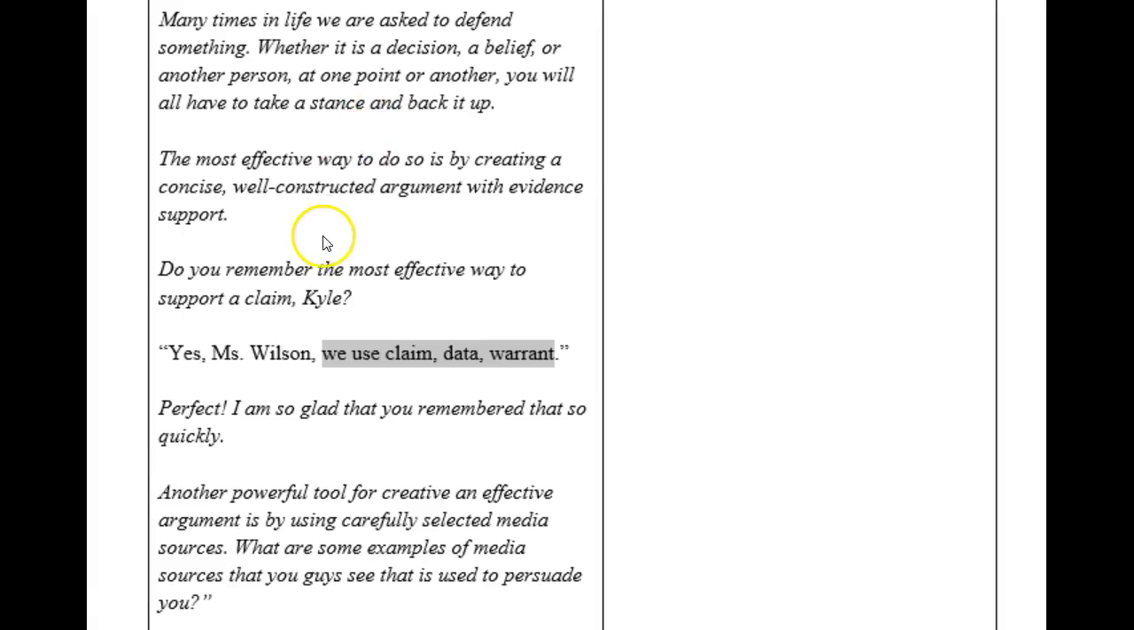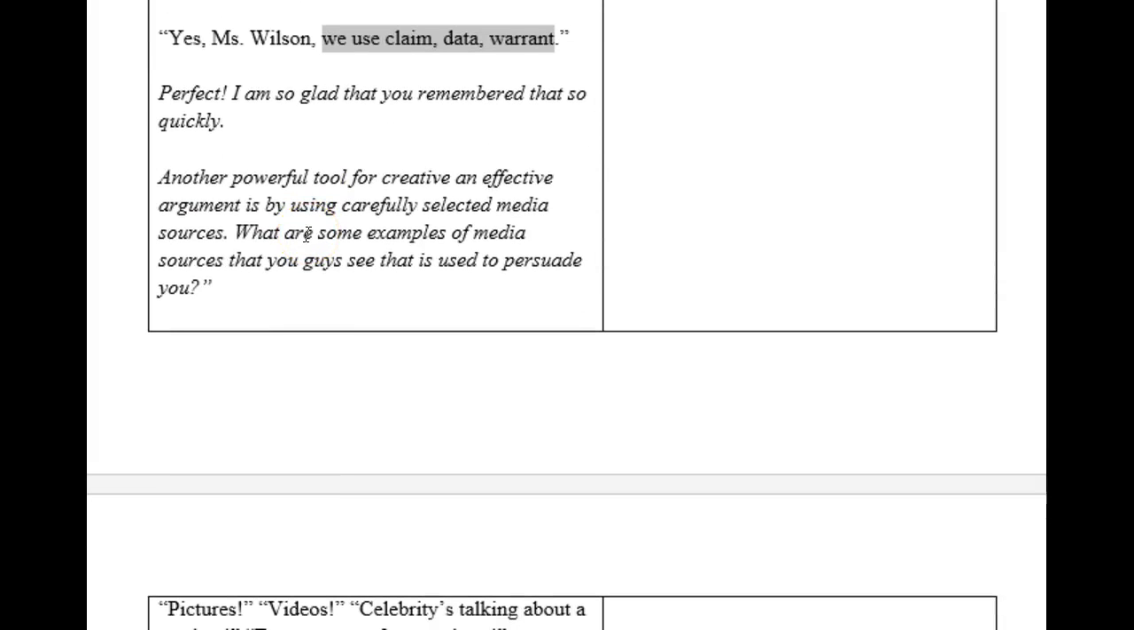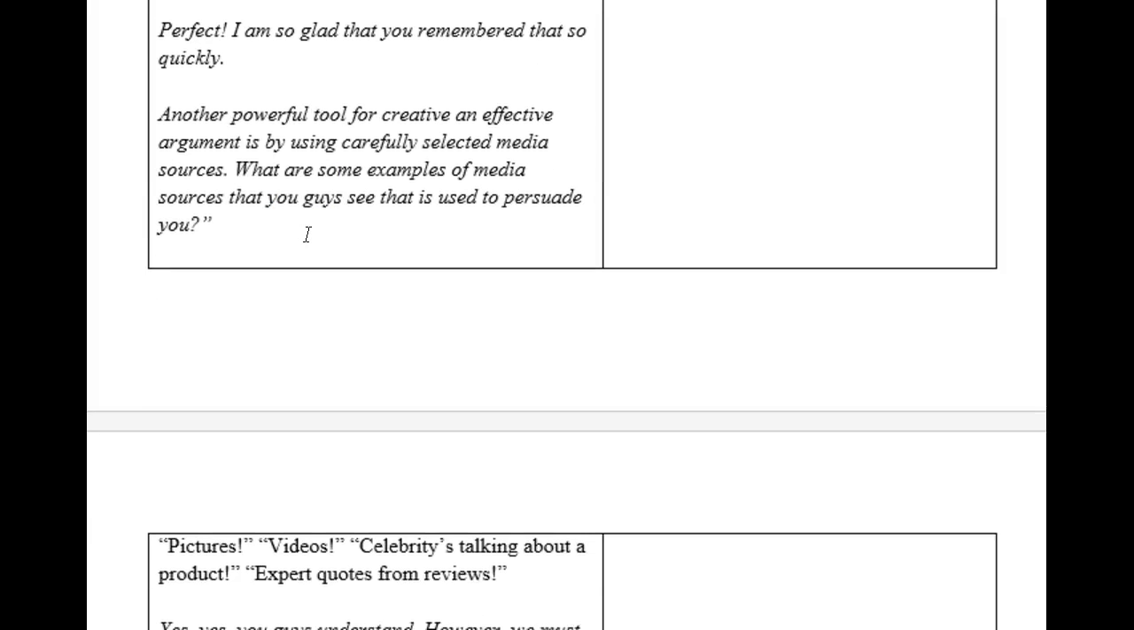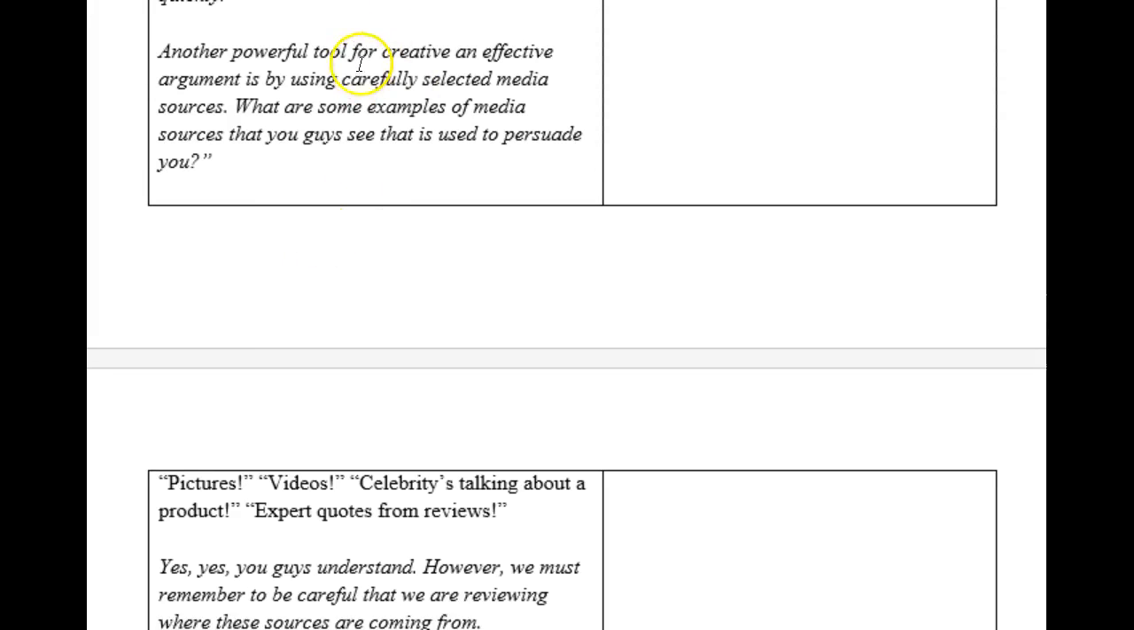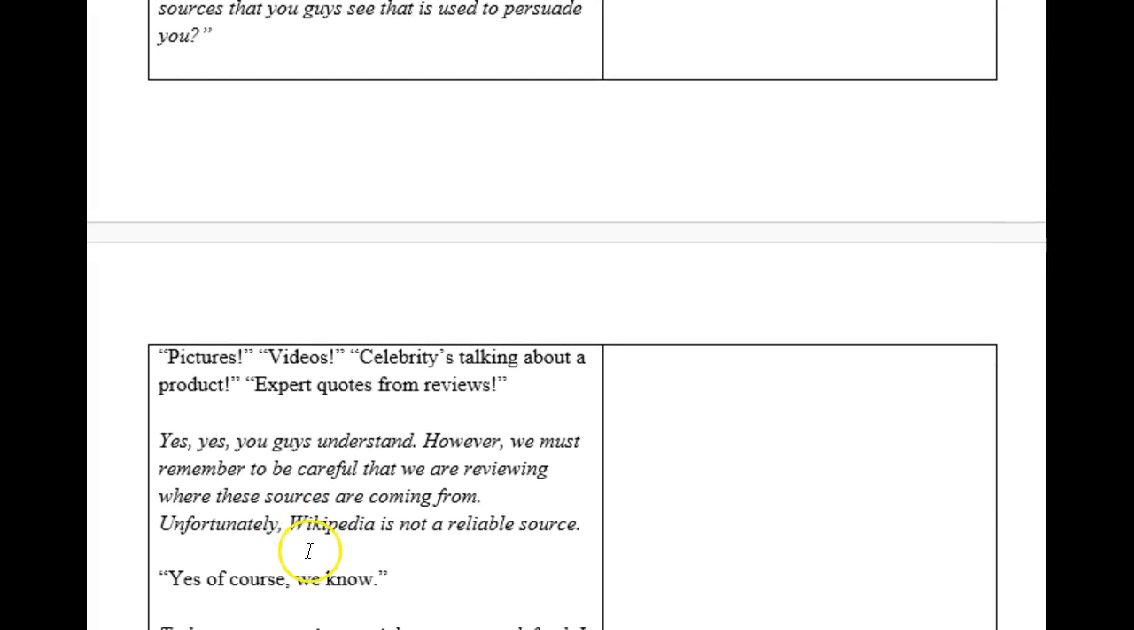Okay. Here's the next instance where I want you to expand your direct instruction. You say we're going to use media examples. What's media examples? Pictures, videos, celebrities talking about a product, okay? Right here is where I want you to do some more direct instruction.